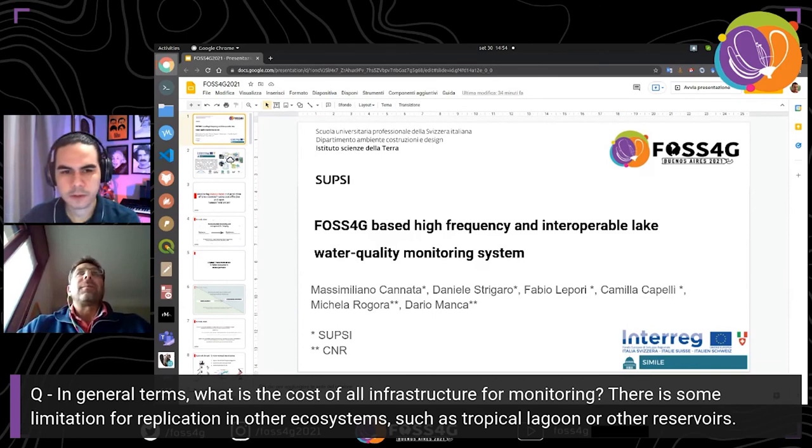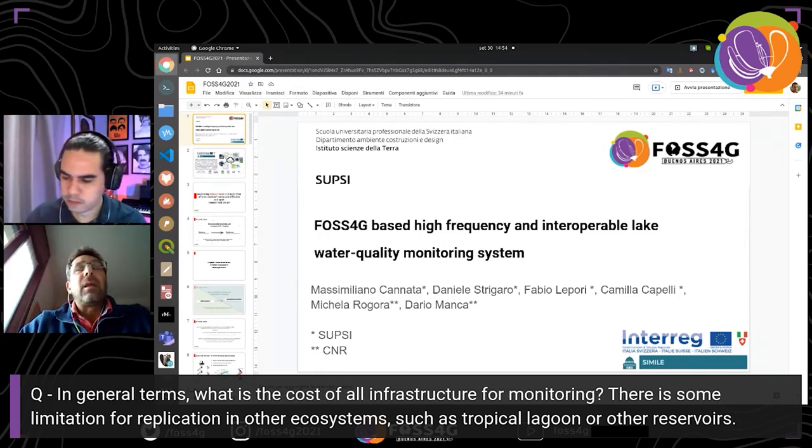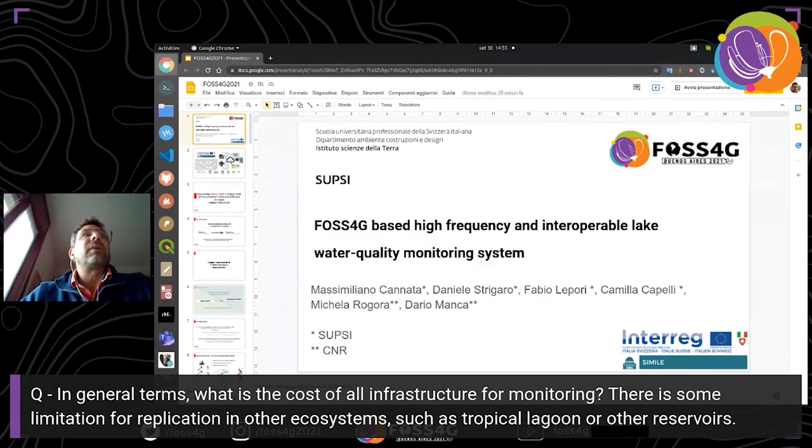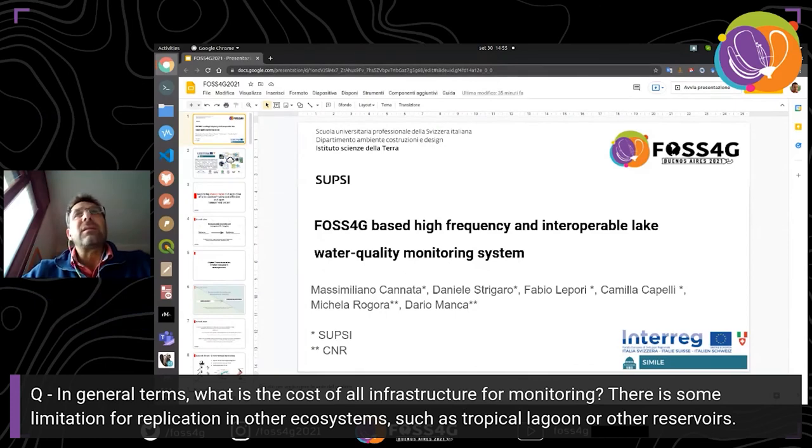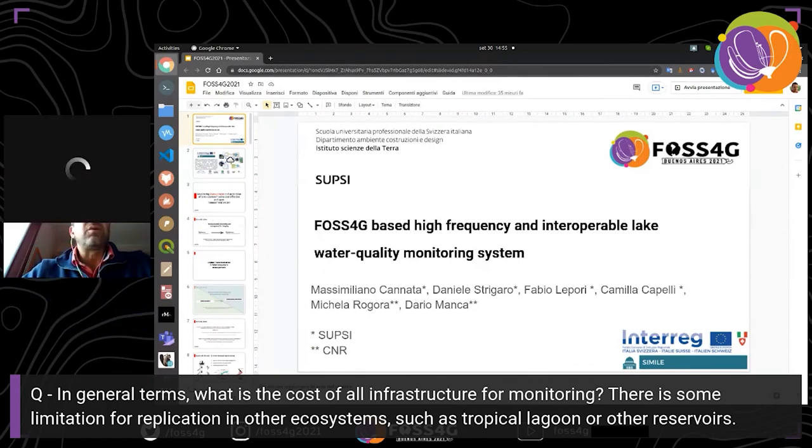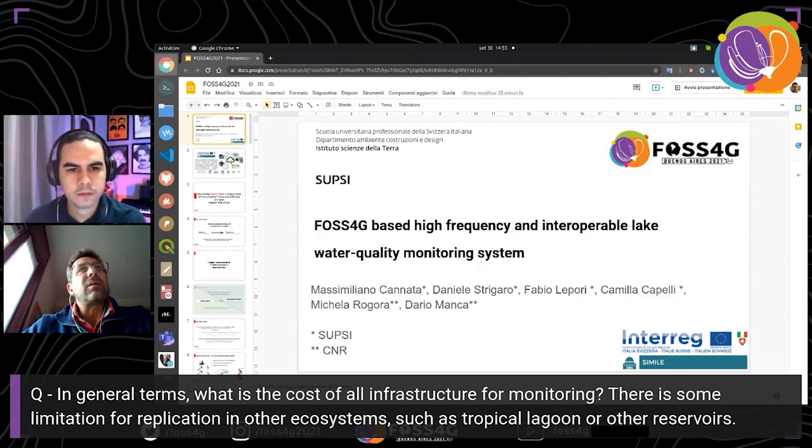Okay, so from the cost, as I've already answered, more or less it is 15,000, but really 10,000 was about the construction of the platform. Why did we select the platform? Because we wanted to deploy more and more sensors for testing, more for a scientific approach, and being able to have a site where we can perform more development and testing. If I would go into production, I would try to miniaturize the system. But in general, there is no limitation for the replication in other ecosystems.